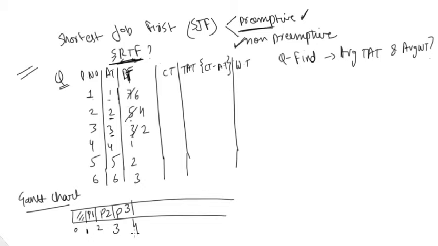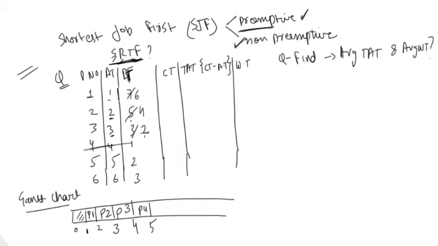At 4 units of time, any smaller process coming? Yes, P4 is coming. 1 is smaller than 2, so schedule P4, and it will be completed. P4 is done. Now at 5 units of time, it's 2. If the burst time is the same, see the arrival time. Arrival time 3 is smaller, so schedule P3, and now execute it for 1 unit of time.